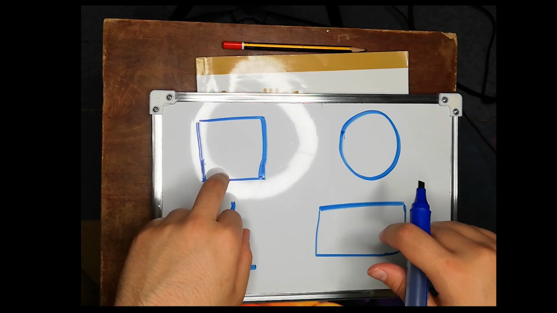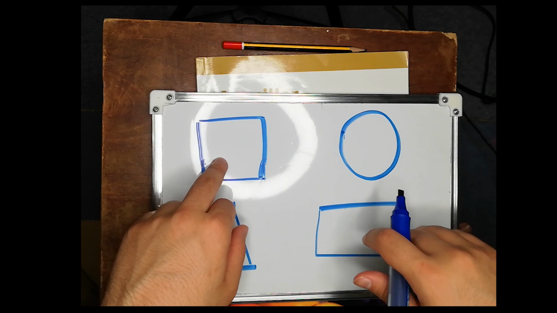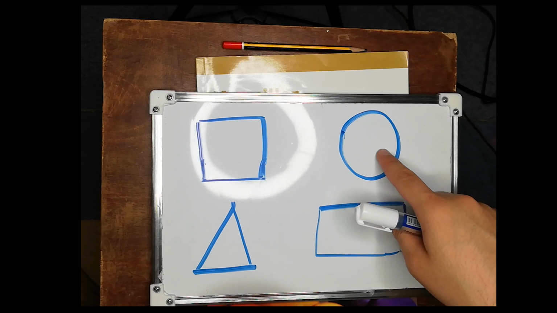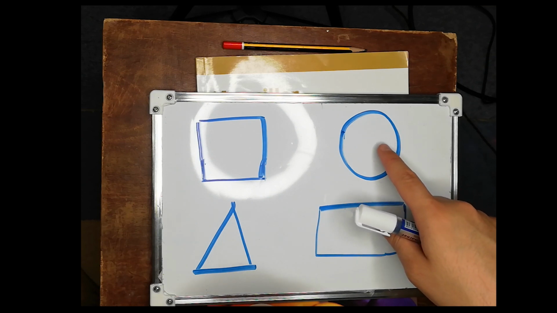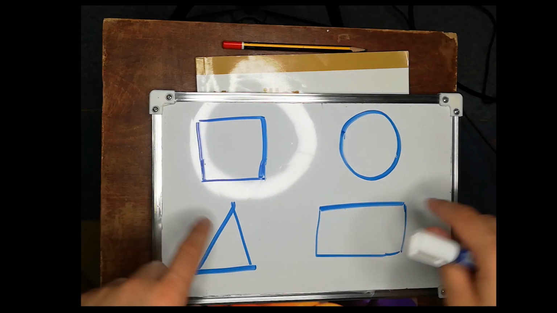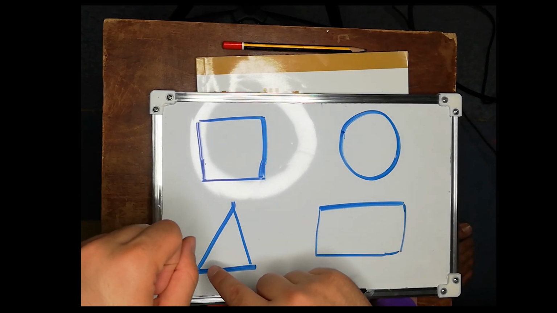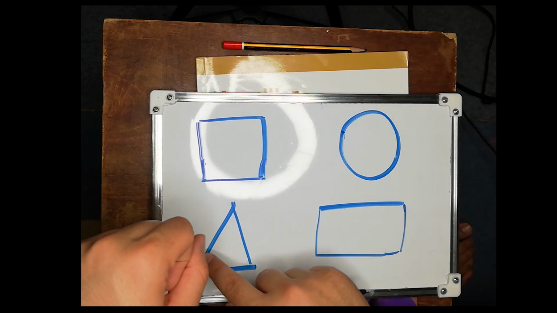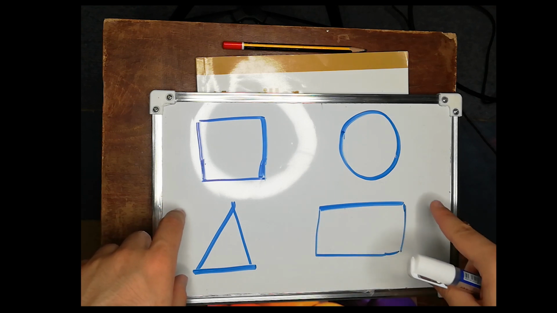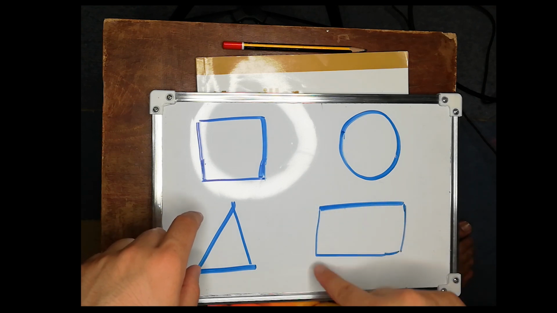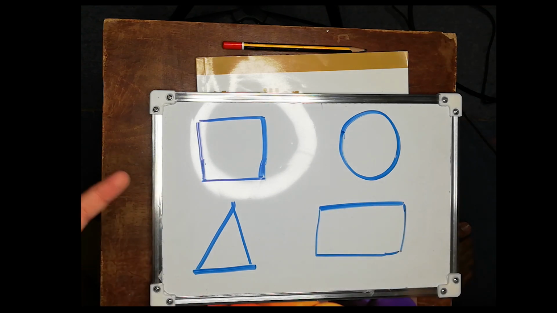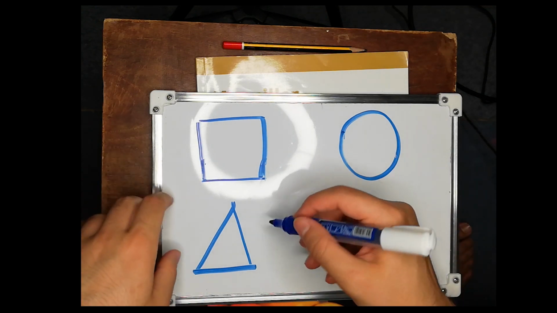Square. Circle. Triangle. Rectangle. Okay, so all of these are called shapes.